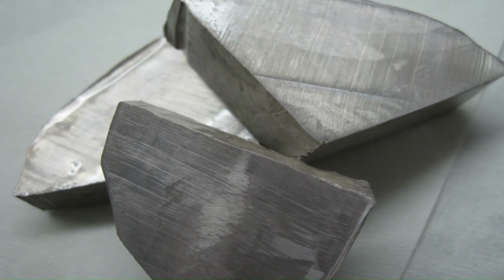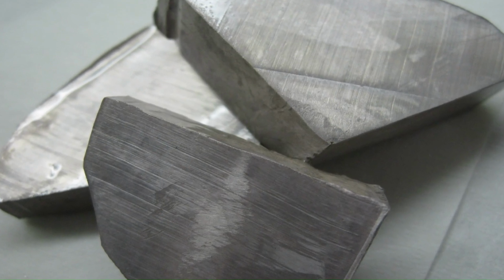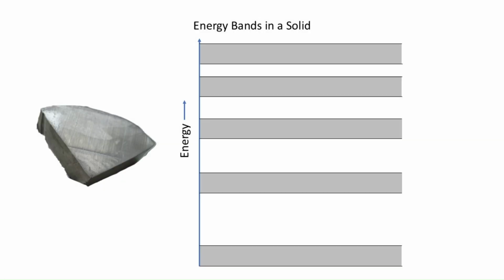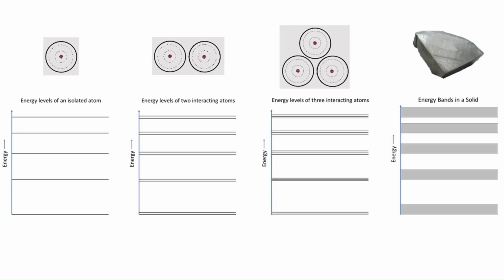In a solid where there are millions of atoms packed together, these split levels become so numerous and closely spaced that it appears to be continuous. This continuous set of energy levels forms an energy band. An energy band in a solid can be fully occupied by electrons, partially filled, or completely empty.